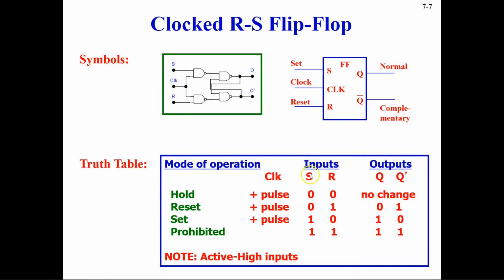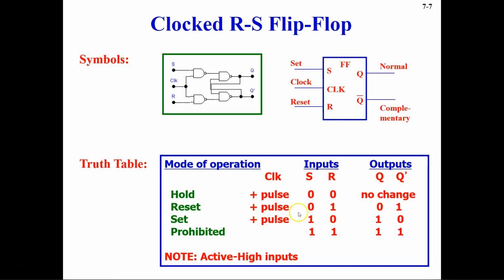So this is the truth table for clocked RS flip-flop, and you can notice that we have a clock here, and a pulse is given for three different stages when it is in hold, reset, and set. So here you note that we have active high inputs, right? If you notice this block diagram here, we do not have a complement.